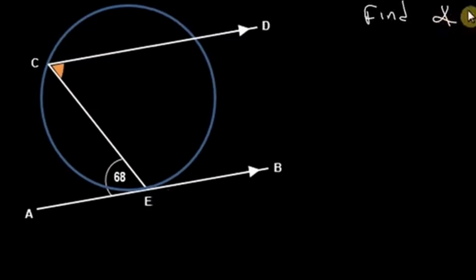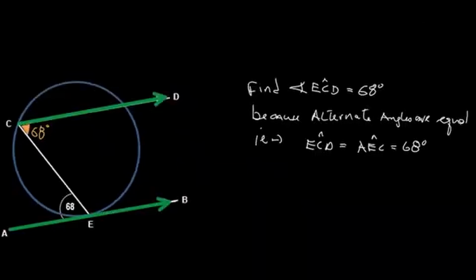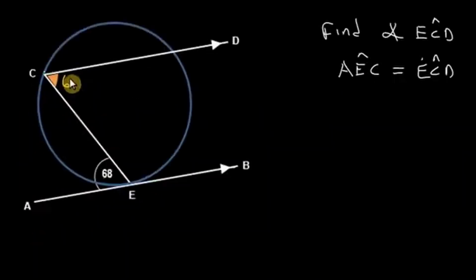For the first question, it says find angle ECD, which is this angle highlighted here. You're also told that CD and AB are parallel. So any line crossing those parallel lines will form alternate angles. So AEC must be equal to ECD, which is equal to 68 degrees, because alternate angles are equal. So our first angle is 68 degrees.